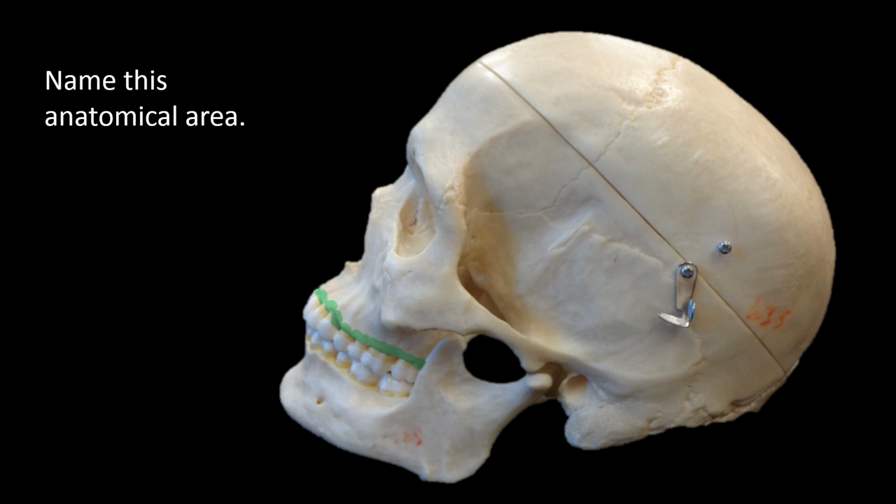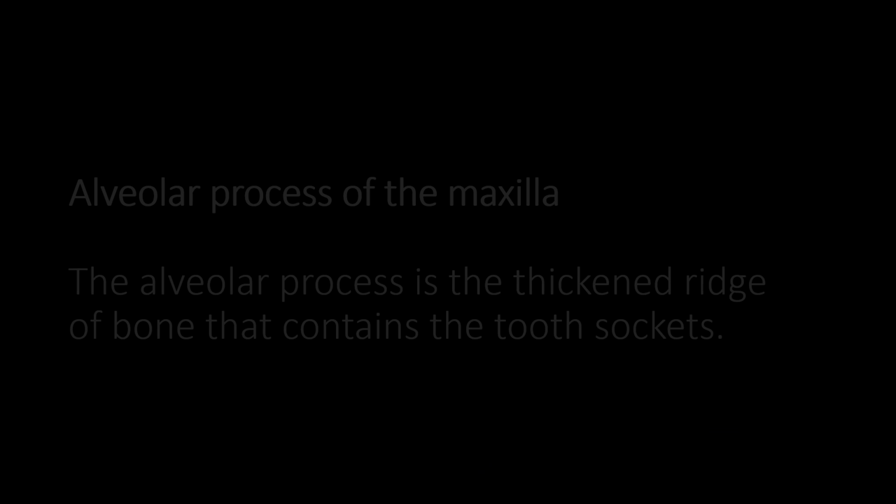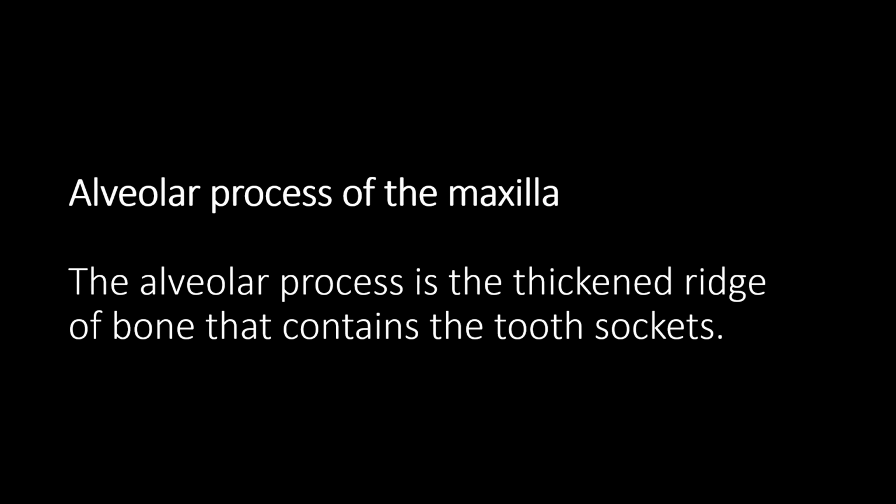Name this anatomical area. Alveolar process of the maxilla. The alveolar process is the thickened ridge of bone that contains the tooth sockets.